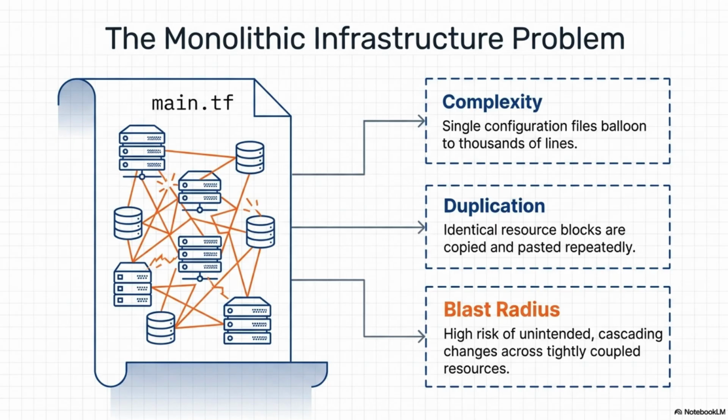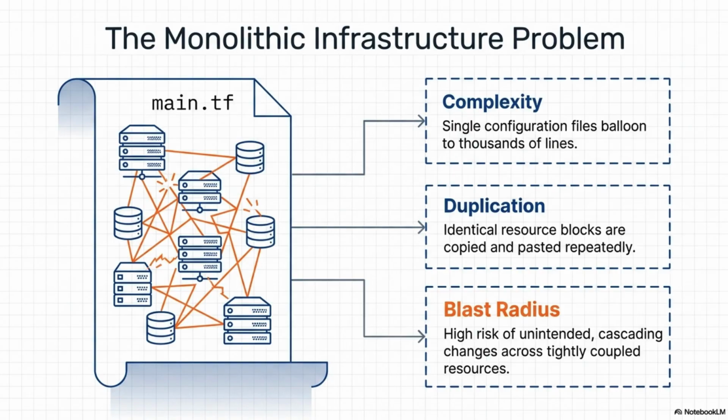Picture this. You start a new project, crack open a fresh main.tf file, and start writing. 6 months later, that one file has 3,000 lines of code, and touching anything in it feels like defusing a bomb. This is the monolithic infrastructure problem, and it comes with 3 headaches.